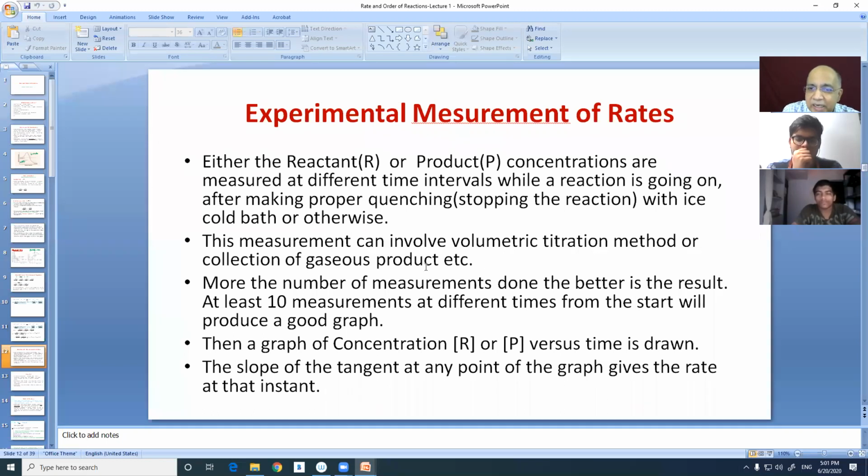This measurement can involve a volumetric titration method or collection of a gaseous component. If one of the products is a gas, then it is collected and the volume measured from time to time. The more experiments done, the better the result. At least 10 measurements at different times from the beginning will produce a good graph. I told you, today nobody uses this primitive method.